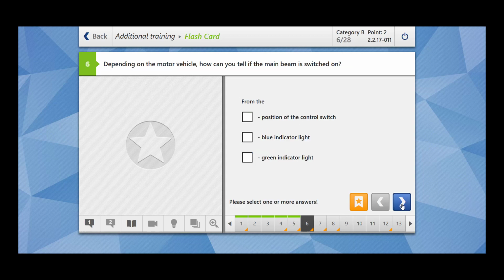Depending on the motor vehicle, how can you tell if the main beam is switched on? You can tell from the position of the control switch, or you can also tell from the blue indicator light. By the way, this is also a very important question from technical point of view. Like in the driving exam, they may ask you, how can you figure out if main beam is on? So from the blue indicator light, you can figure out that the main beam is on, and also from the position of the control switch.